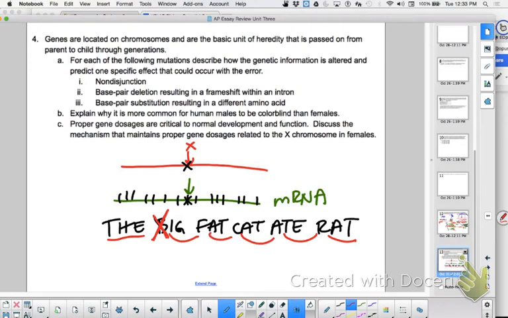A base pair substitution resulting in a different amino acid. If you have the wrong amino acid, how many different amino acids are there? 20 different amino acids. Some of them are hydrophilic, some of them are hydrophobic. What do we know about protein structure? Primary is the sequence of amino acids. Secondary structure, it could either be a what or a what? Alpha helix or a beta pleated sheet. The tertiary structure is the folding pattern imposed upon the protein due to the what group? R group. So now if you have a different amino acid and it causes you to fold differently, now all of a sudden your protein is not going to function in the same way.